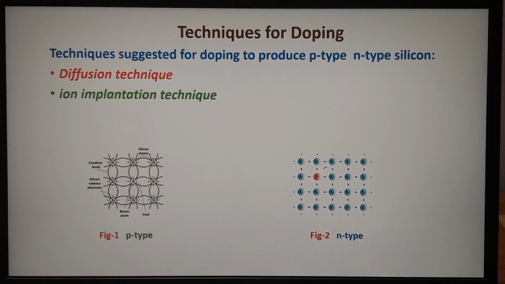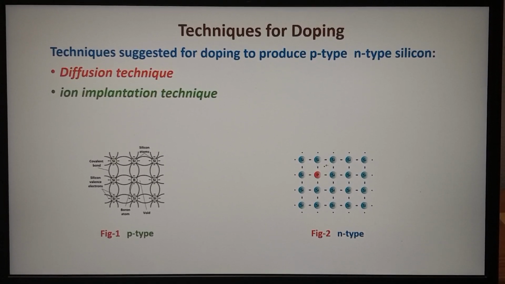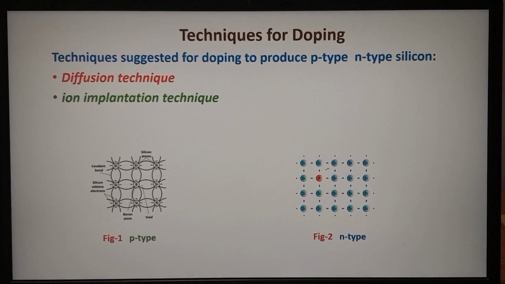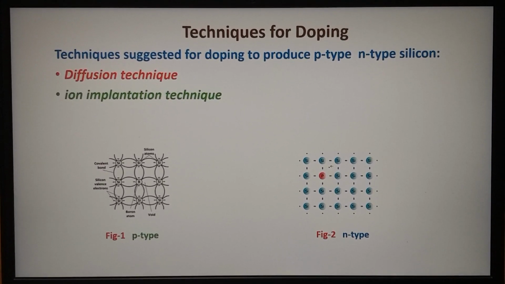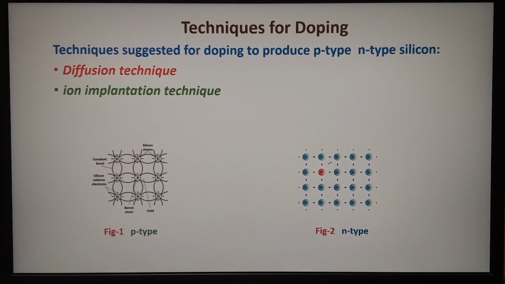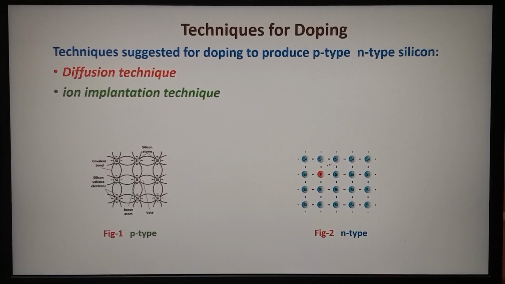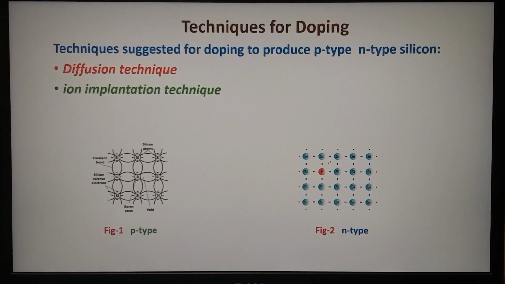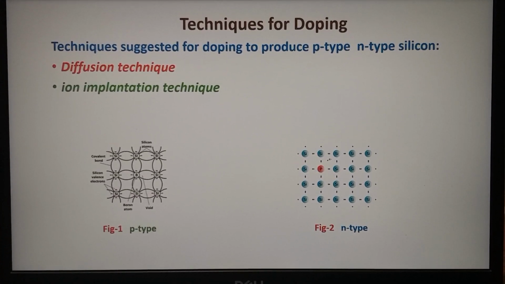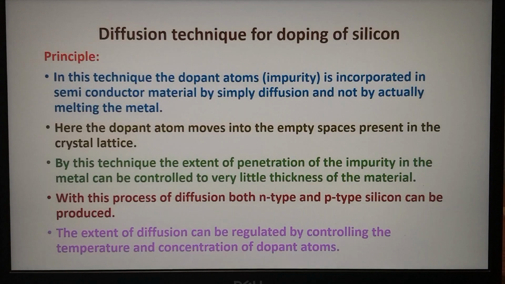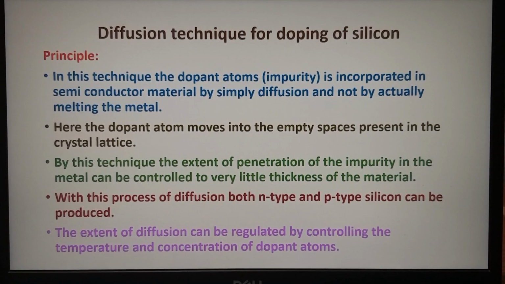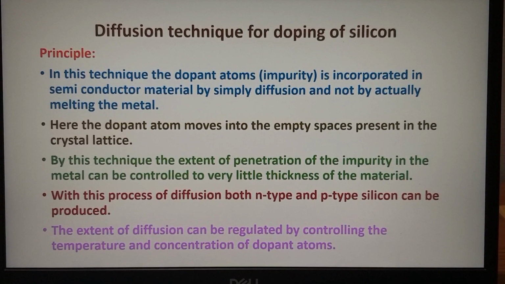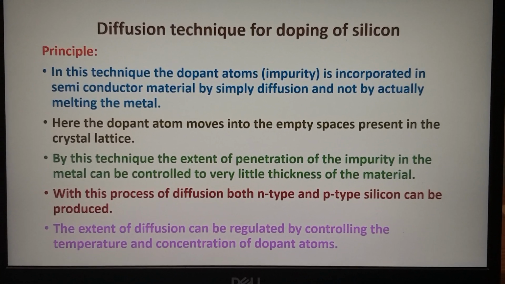Now, the techniques of adding the impurities in the silicon to enhance its semiconducting qualities. There are two techniques. One is the diffusion technique and the other one is the ion implantation technique. We will learn the diffusion technique of doping of impurities in the silicon in detail.